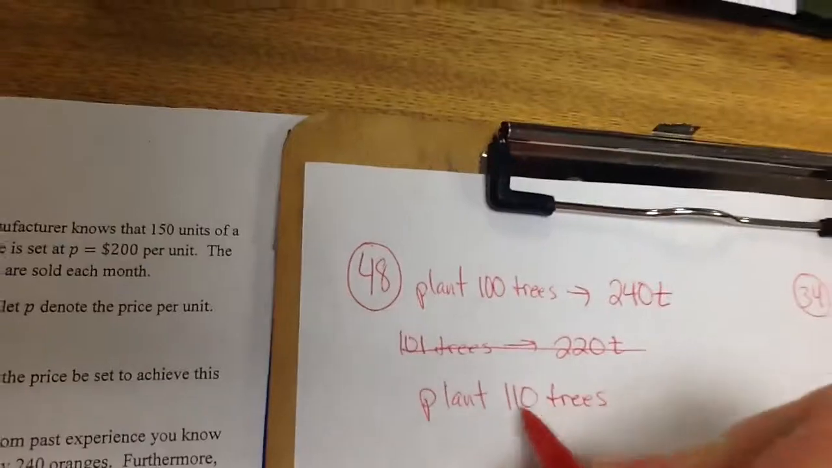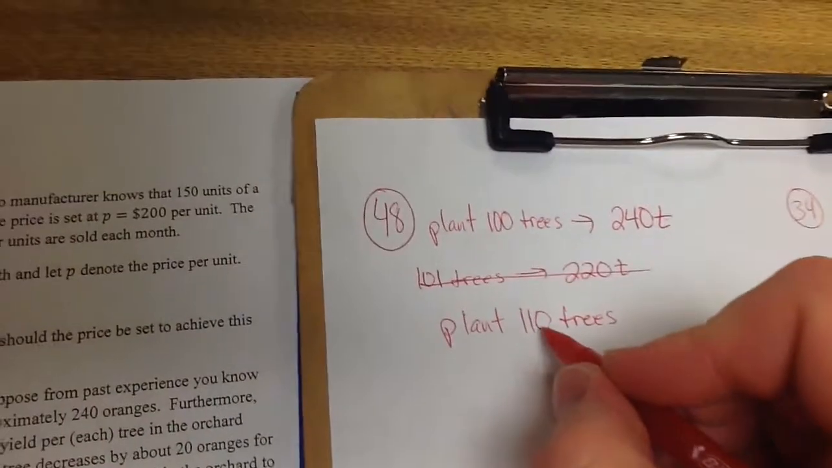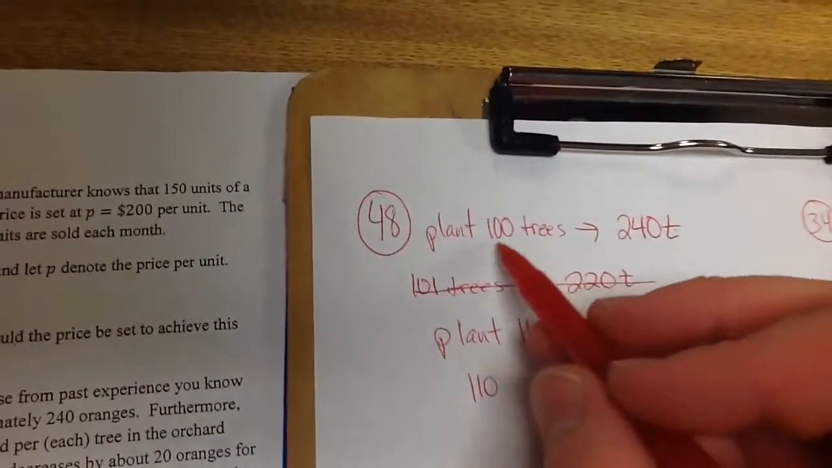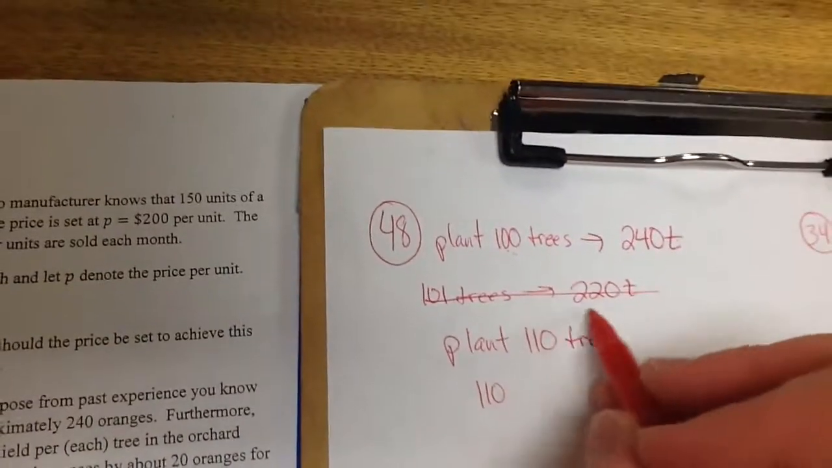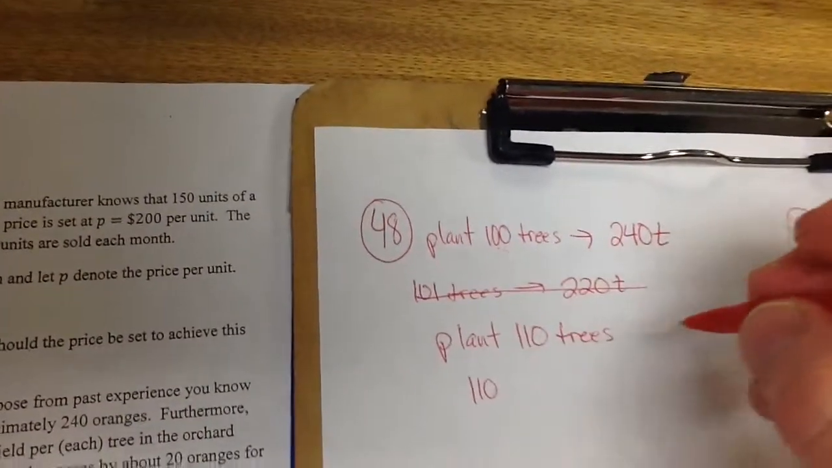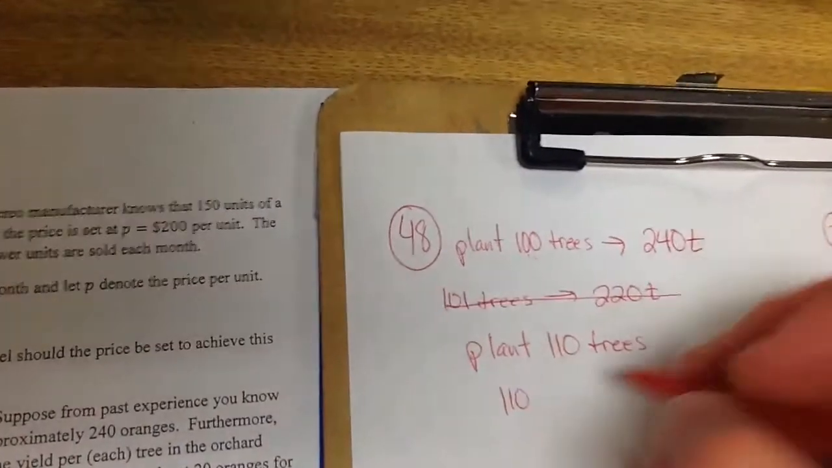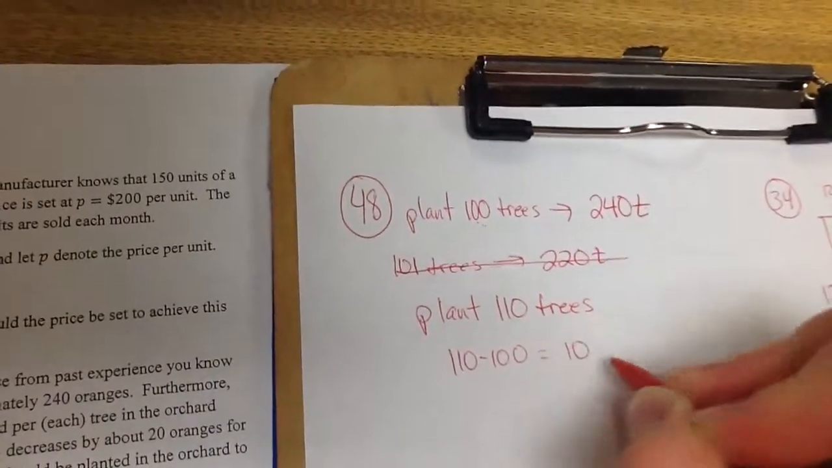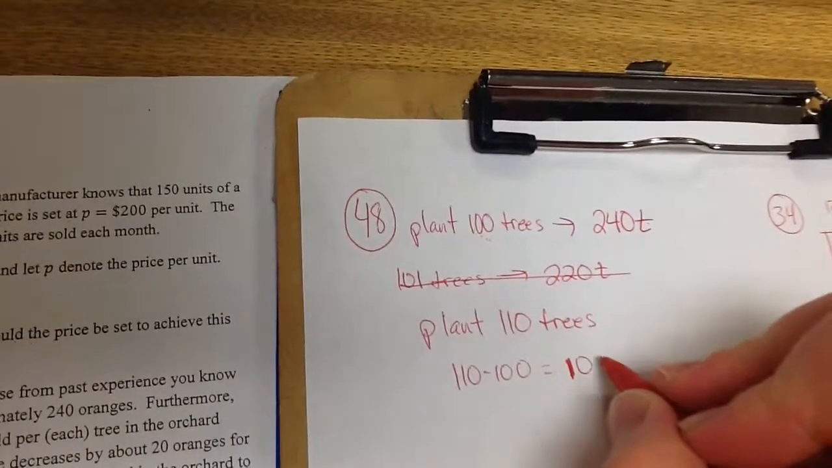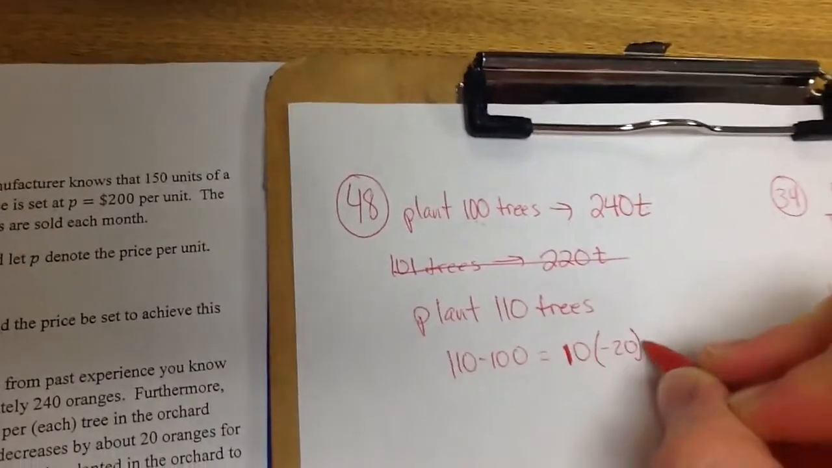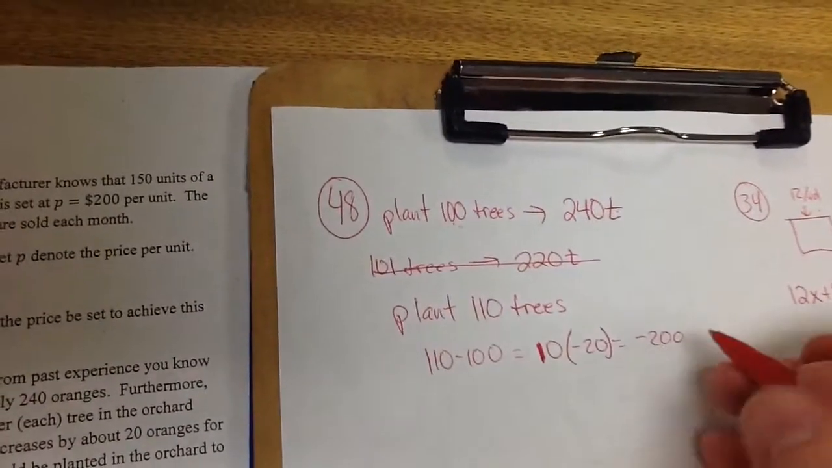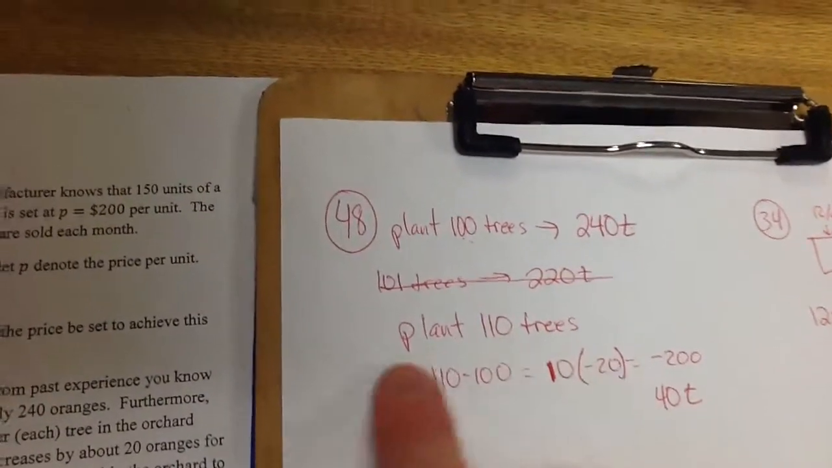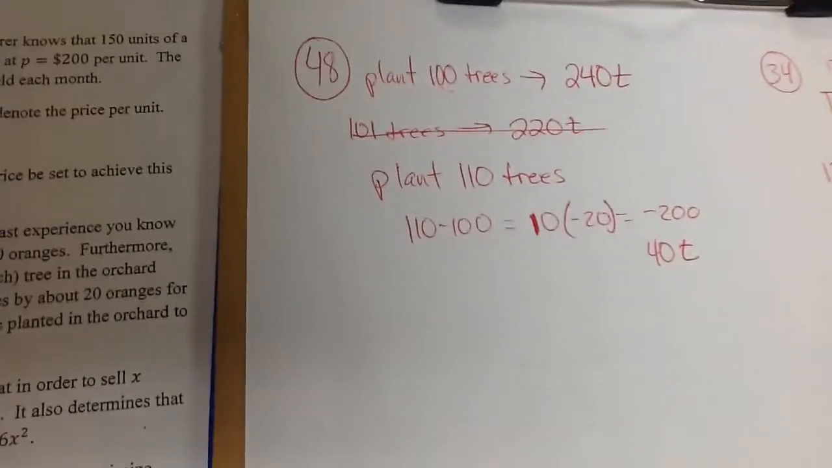So the way you do that, you're like, hey, if I plant 110 trees, well, I know that 110 is 10 over this, right? It said for each additional tree you plant, your yield drops by 20, right? So if I plant 110 trees, that's 10 over, and so my yield is going to drop, multiply that by negative 20, so it's going to drop by 200. So I'm actually going to end up only getting 40 oranges per tree. Well, so then you can use that to figure out what your equation would be.